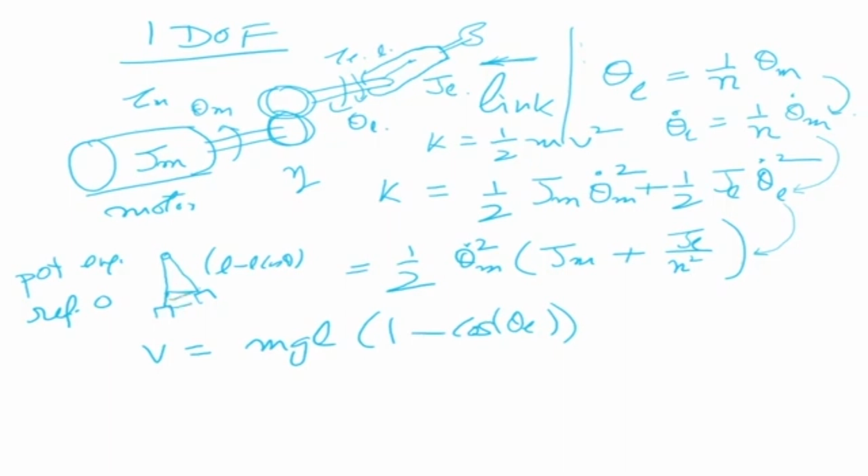Okay, it has gone up by this much now, L minus L cos theta. This is equal to L, the length of that link. And that is how I get mgl times (1 minus cos theta L). Okay, so that is how this is coming. Now I can convert this also to mgl into (1 minus cos theta m by n). So I have converted this also to theta m.